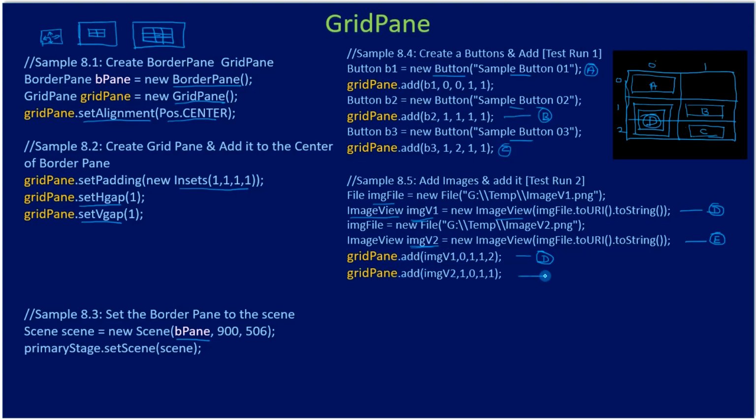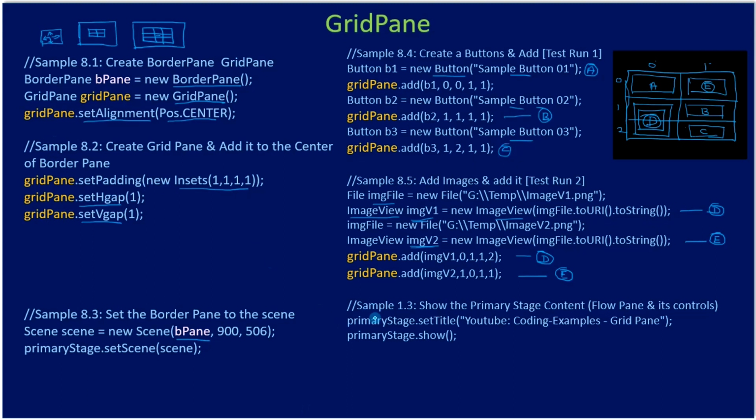Next, we are adding the second image, v2, and if you see, column index 1, this is the column index 1, and row index 0, this one, the position is decided, no row span, no column span, that means the image will be added on this location. So this is how we create a grid pane and add the control nodes.